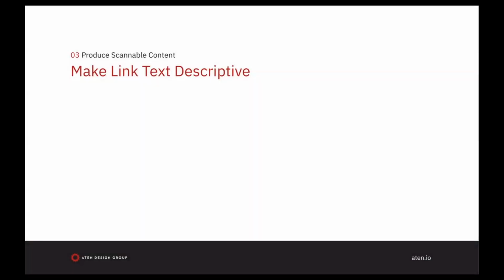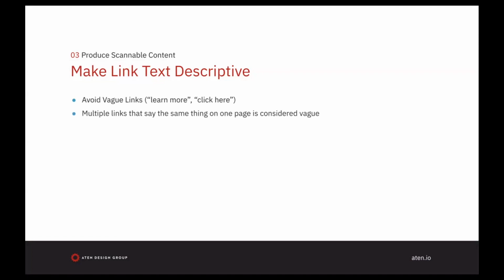Next, we want to make sure that we're making link text descriptive. We want to make sure we're avoiding vague links like learn more and click here. And it's important to note that if you have multiple links that say the same thing on one page, it is now considered vague. So for instance, if you're on an event page and you have join the event, that's pretty descriptive and it works really well because there's one join the event button on there and you know what event you're joining because you went to that page.